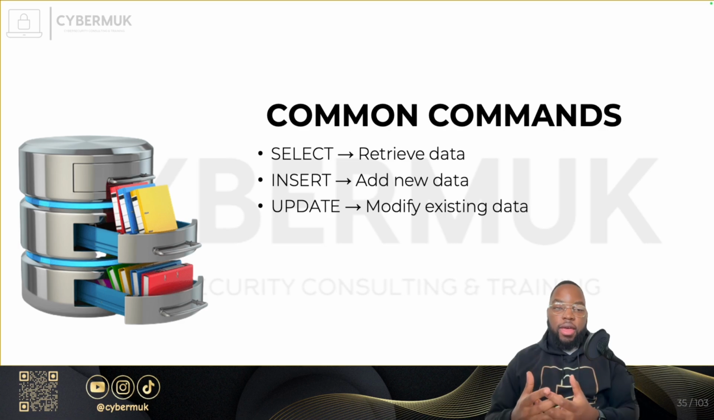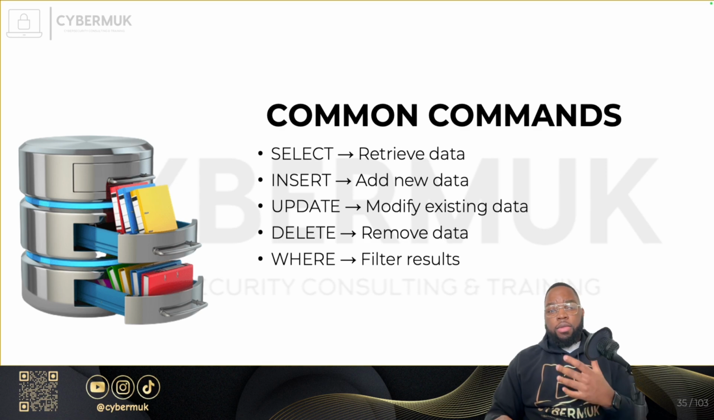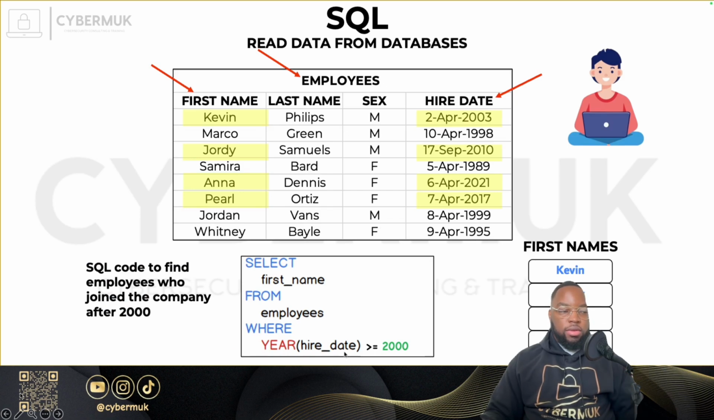Update, you're modifying existing data. So you're updating data from what is already existing. Delete, you're removing data. If you want to remove, delete is very self-explanatory. Where is filtering, where the year is greater or equal to 2000, where the sex is female or male, where the last name starts with a P, or there are multiple different scenarios that you could use in this situation.